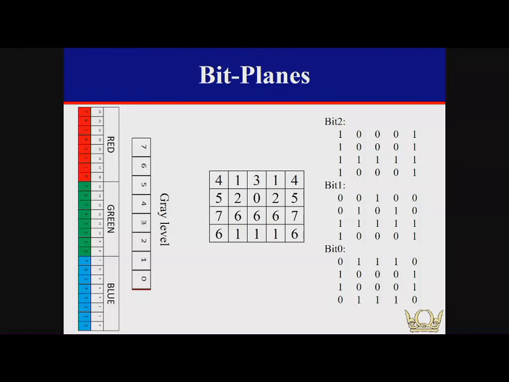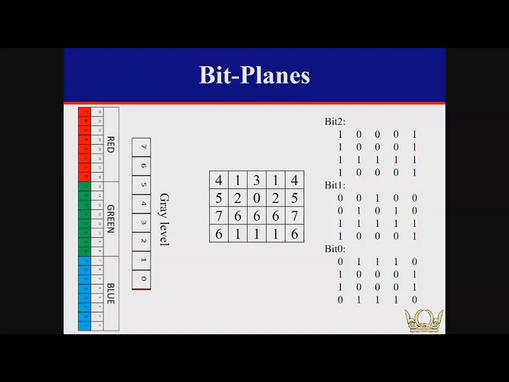We can see this is a 4. If I write out all the pixel values, 4 equals 100, 5 equals 101, 6 equals 110, 7 equals 111. I can write out all the numbers like this, with bits 2, 1, 0. Then I take out bit 2 for the image values. We know we have bits like this.